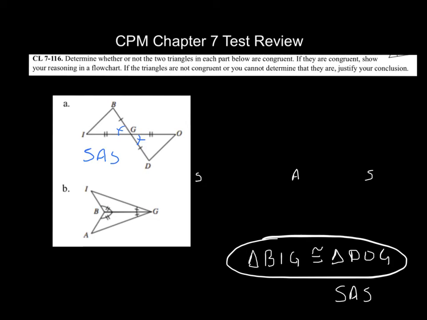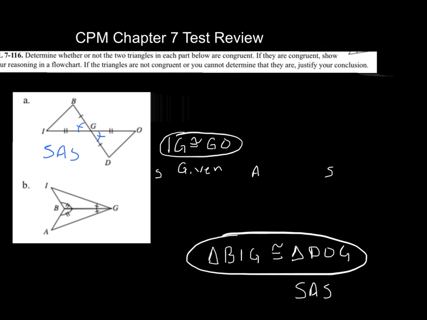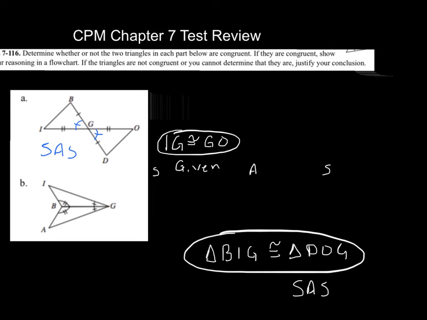So what's the first two sides that I see that are congruent in the picture, Skylar? IG is equal to GO. Okay, so let's go IG is congruent to GO. It's in the picture, so that is a given. Okay, I'll skip over to my other side now. What is the other side that's congruent? Yeah, so BG is congruent to DG. That is also in the picture, so that's given.